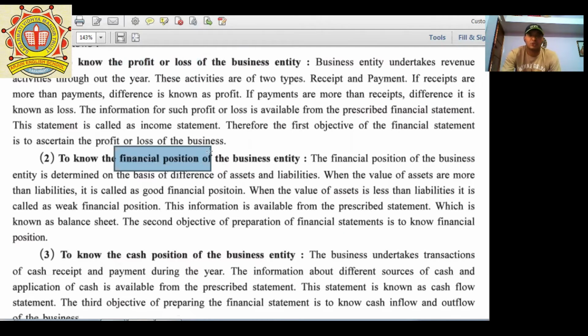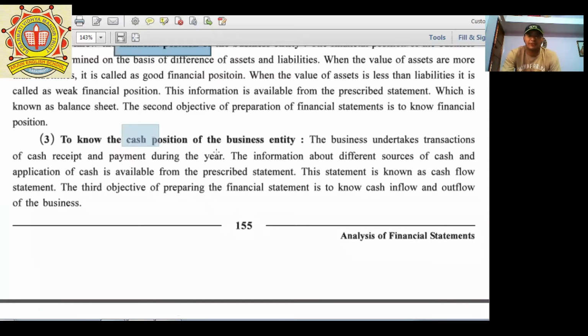Next one, to know the cash position, meaning what the cash balance is, what the bank balance is, and any other short term investment which can be directly converted into cash or bank, meaning any liquid items which can be converted into cash or bank. So this is the cash position.